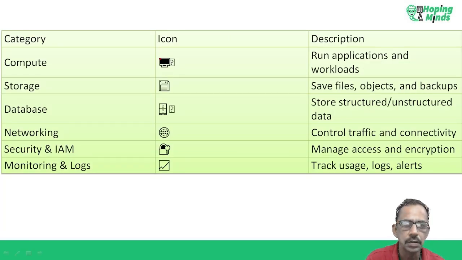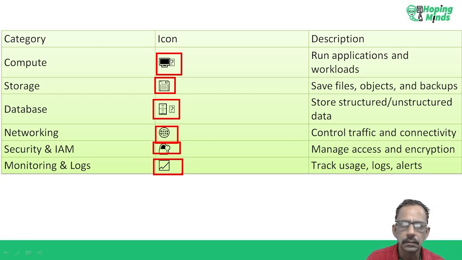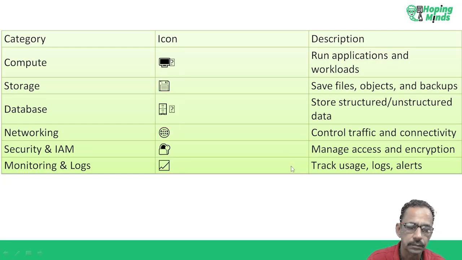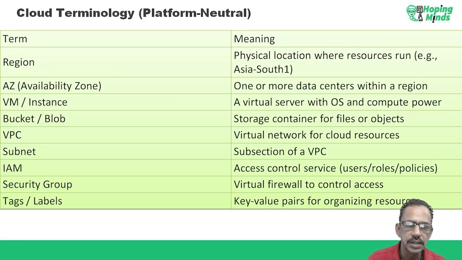Normally you will find such icons there. The official icon is this one for compute, storage, database, networking, security, and monitoring of logs. Compute is to run applications and workloads. Storage is to save files, objects and backups. Database is for structured or unstructured data. Networking controls the traffic and connectivity. Security is for access and encryption. Monitoring tracks logs, alerts, and everything. So these terms are clear. Region, availability zones, VM, instance, bucket, blob, everything has been discussed.